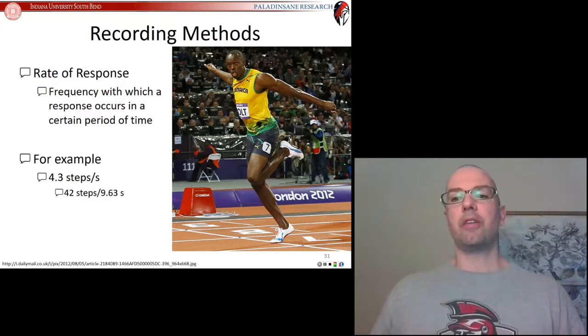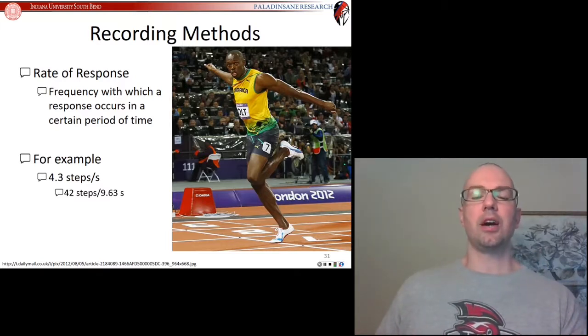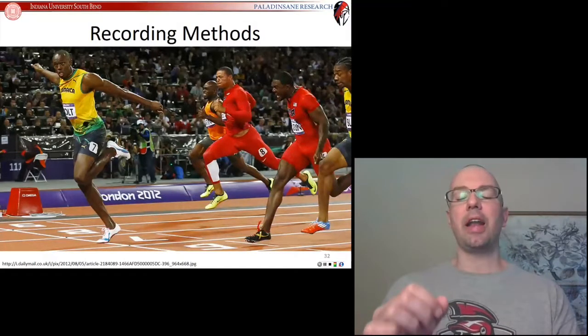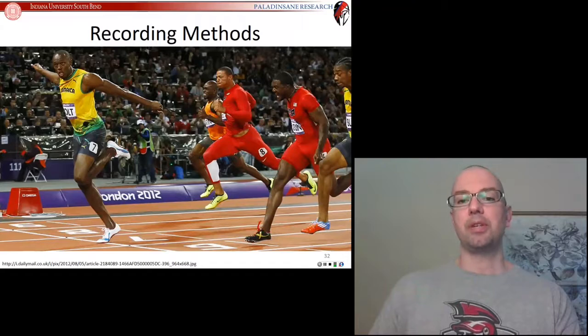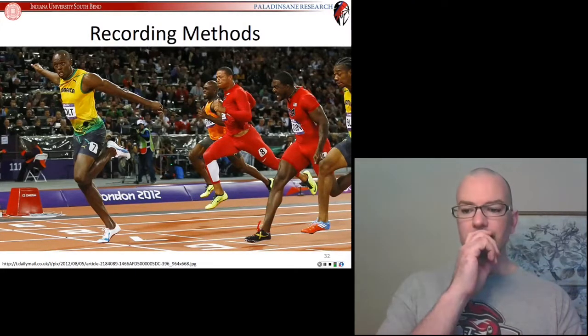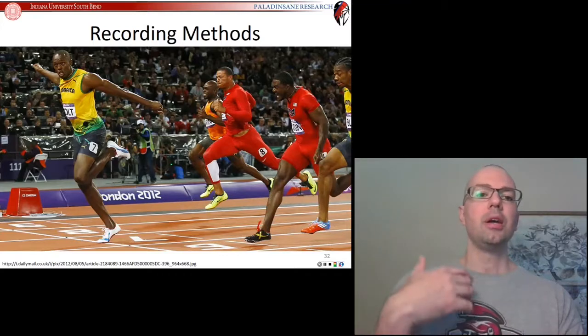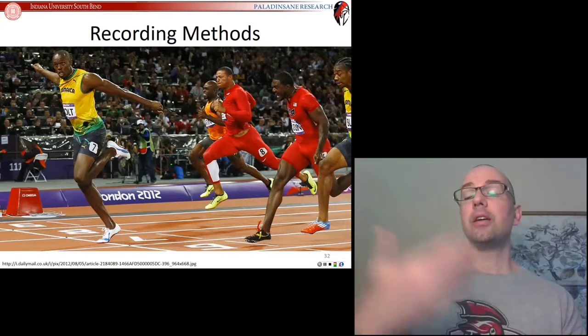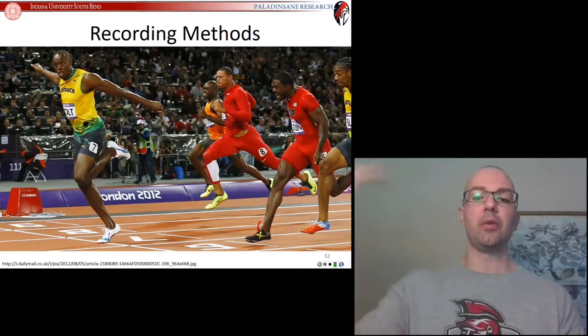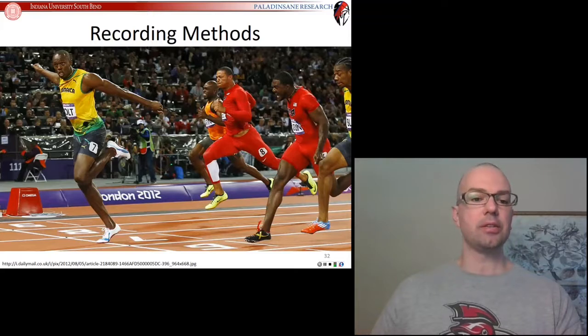And if you're wondering where everybody else is in this 100-meter dash, they're all back there because they, on average, need to take 44 steps. So his frequency of steps is much lower, but his rate of response, his steps per second, is again at least at the level or higher than his competitors.